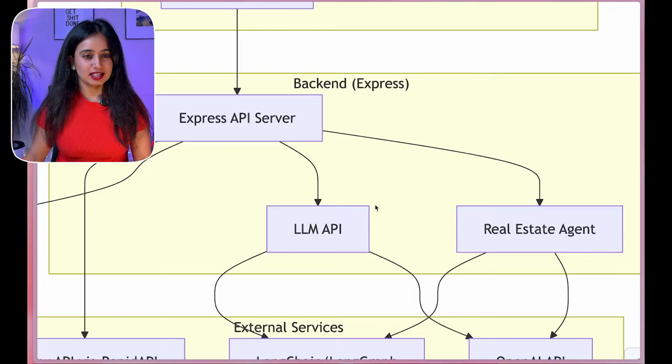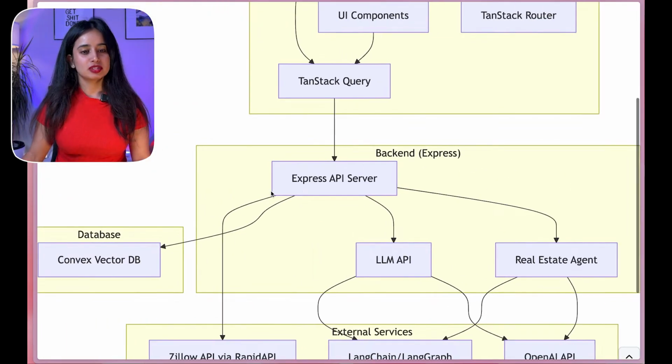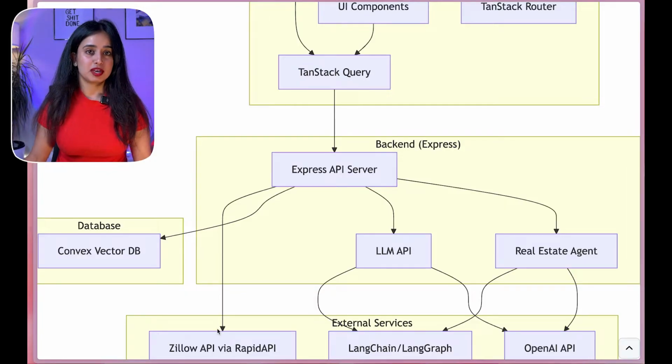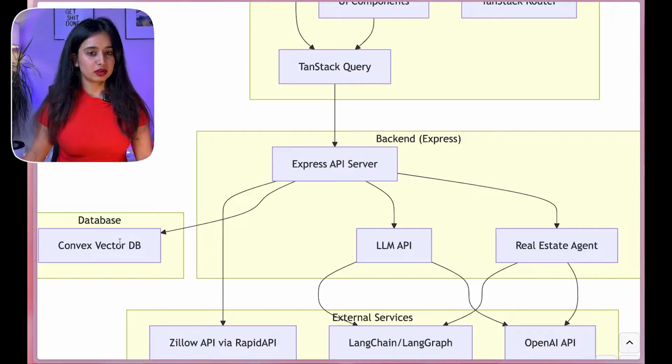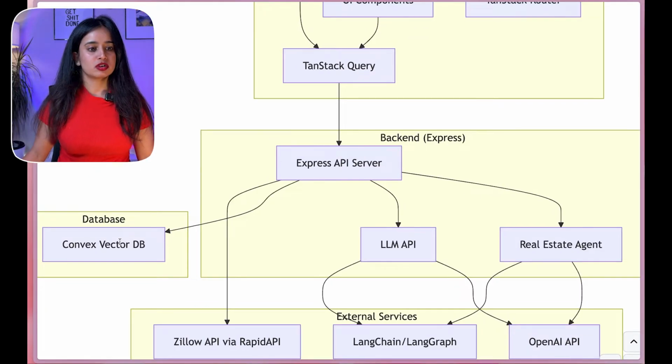On the backend side, we have an Express server which calls the LLM API, and we have endpoints set up in the Express server. One of the endpoints calls the LLM API. Another one calls the Zillow API, which helps us to get data from Zillow. And then we have another endpoint, which is where we're going to create the agent. We're going to store our real estate agent there. We also have an endpoint to call our database, which is Convex for us.